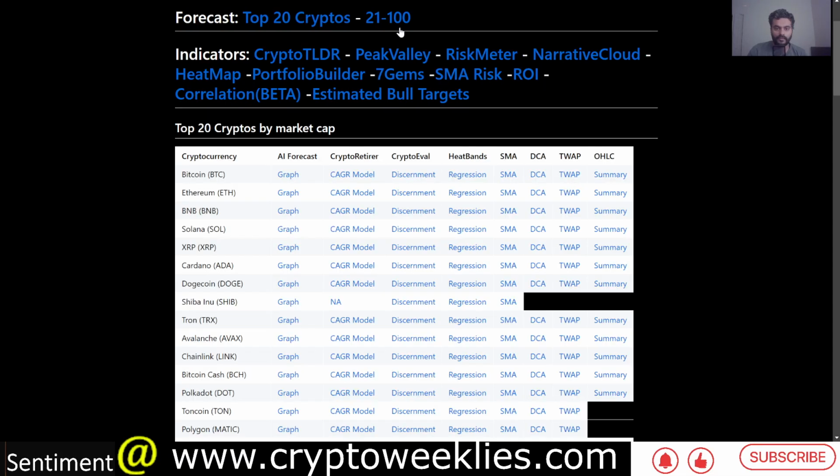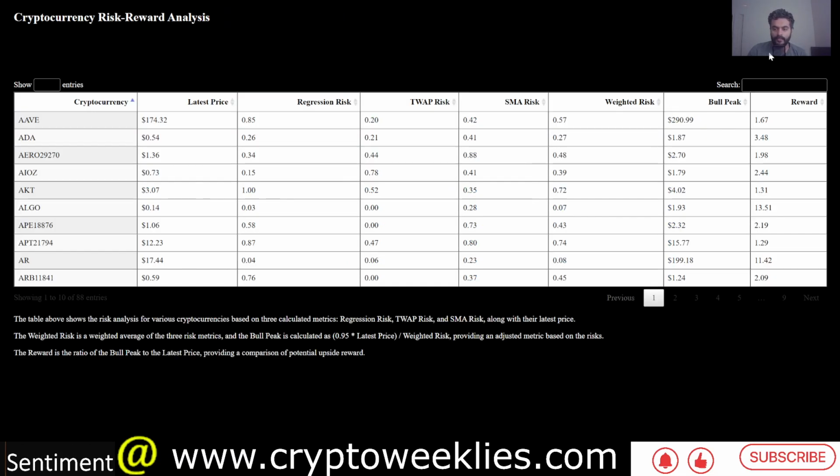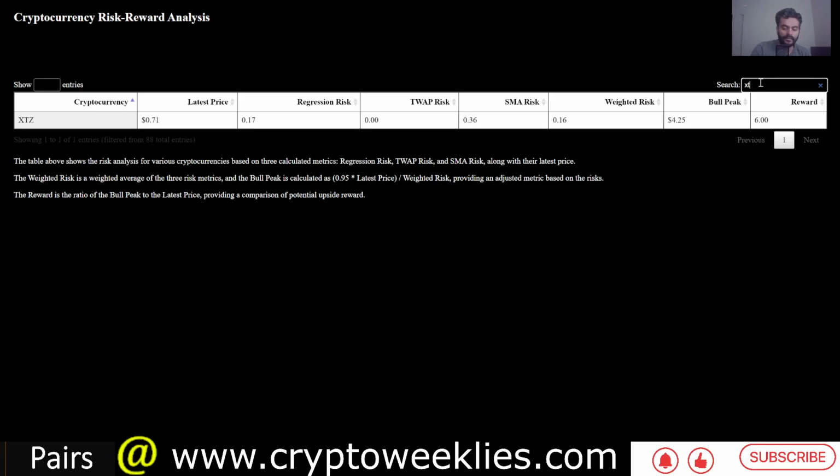So just to come up with an estimated bull target or bull run peak based on the three models that we discussed: right now the price is at around 67 cents, the regression risk, the DCA risk that we saw, at around 30%, the time weighted average price 33%, SMA risk at around 30%, weighted risk at around 32%. The bull run target based on the risk reward expected value is at around $2.01, representing a reward of about 3x from the current price of about 67 cents.